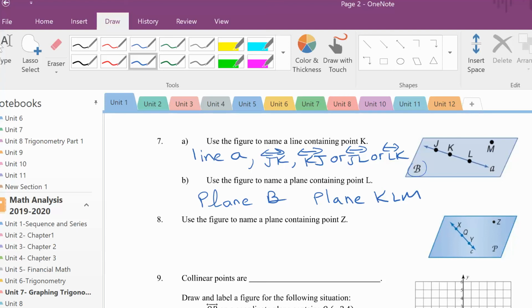So in this one, use the figure to name a plane containing point Z. Well, the cursive letter here is P, so we could have said plane P. Or another way, we could have used a combination of these three letters. So like plane XYZ.